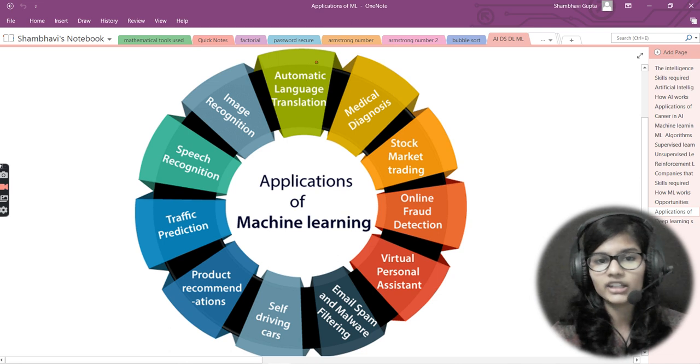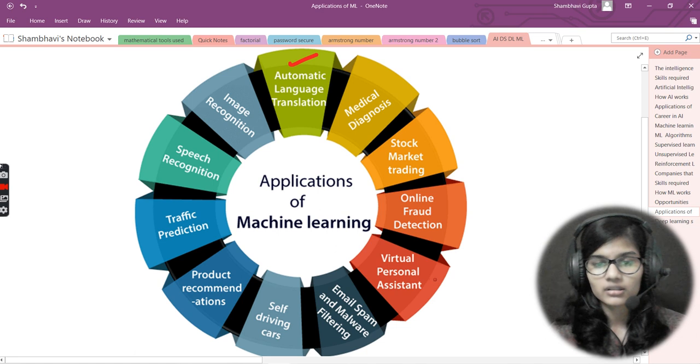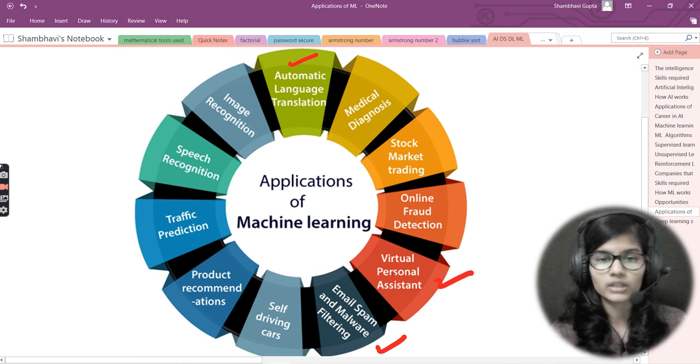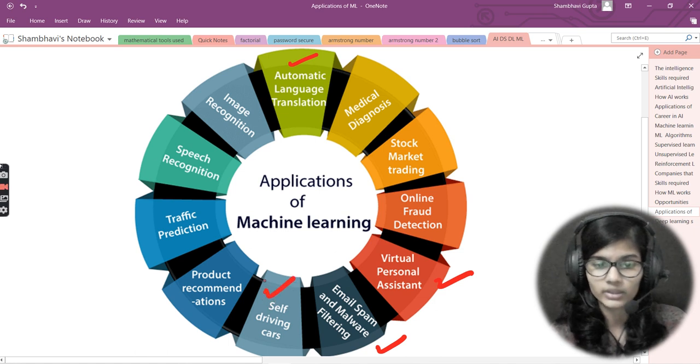We have seen many of them. Automatic language translation we are familiar with, right? And virtual personal assistant we are familiar with. Many companies are making their own virtual personal assistant. Then filtering of emails, right? The spam emails go to another folder, the promotional ones come into one folder, the social ones into another folder, and the primary ones into another. Self-driving cars we are all familiar with, and these are trending a lot nowadays.